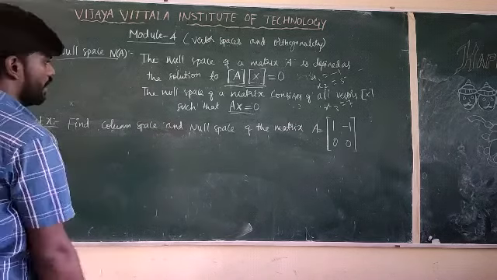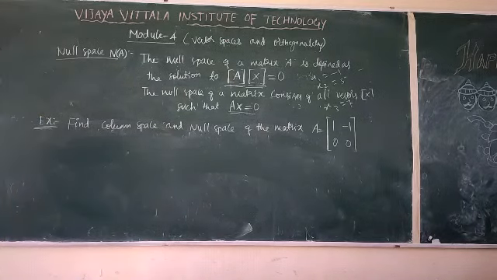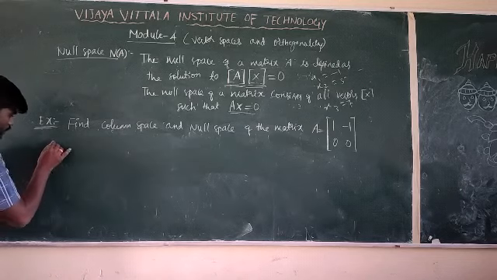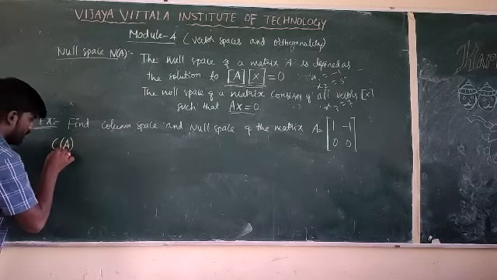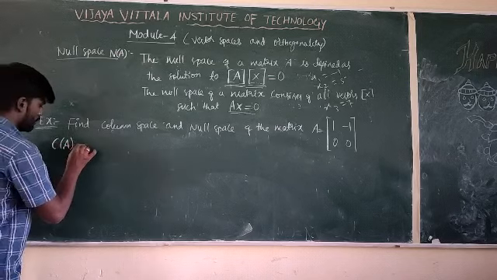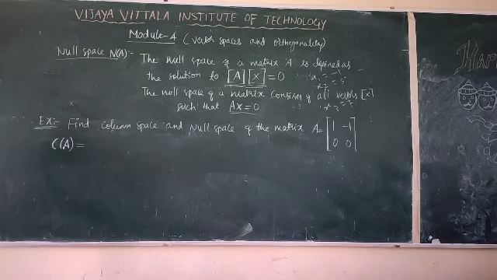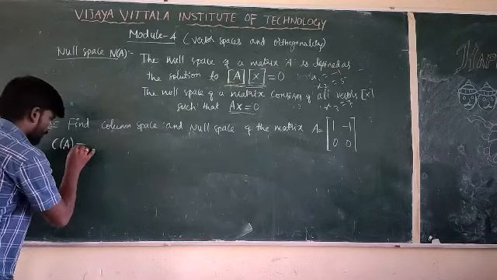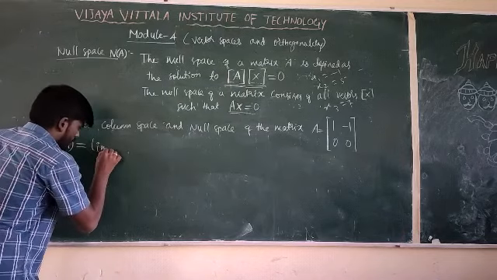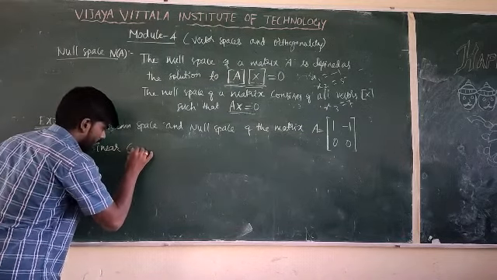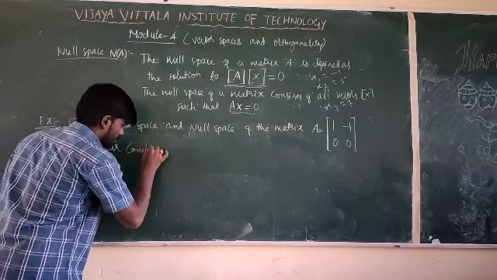So now we will see one example on column space and null space for the given matrix A, which is 1, minus 1, 0, 0. First we find the column space. How to find the column space of A, which is equal to the linear combination of the column vectors.